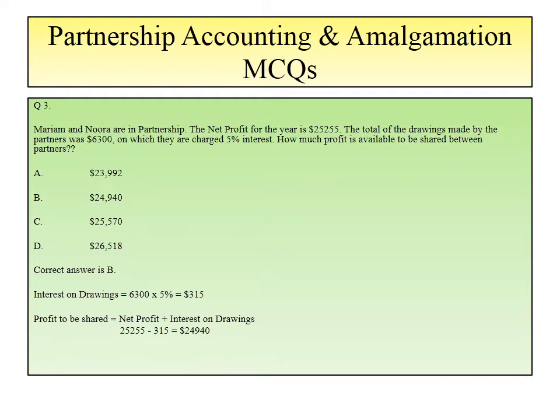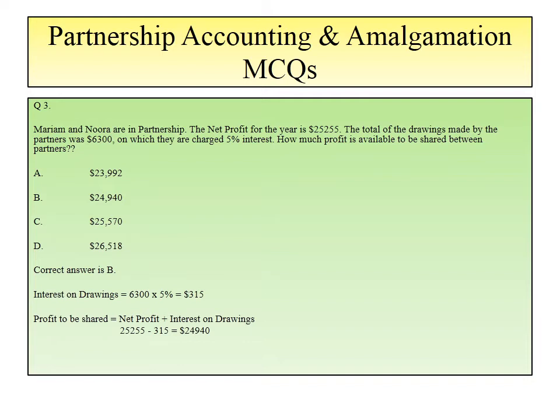How much profit is available to be shared between partners? यहाँ पे चार options दिए गए हैं. 23,992 यानी total profit is 25,255. And first of all we will calculate the 5%, I'm sorry, the interest on drawings. Interest on drawings is to be deducted from the net profit. That has to be calculated first.